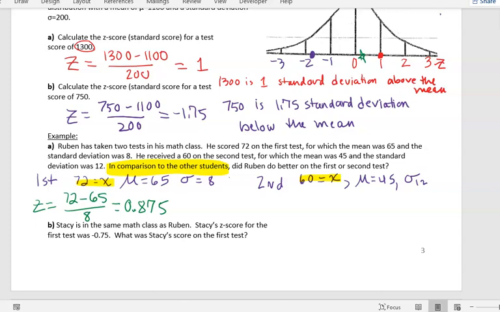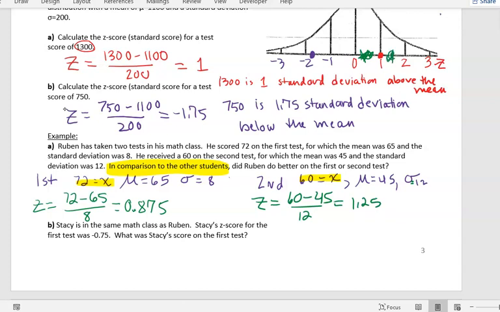So he's a little bit above average, 0.875, somewhere in here. And then for the second one here, z equals X minus the mean divided by the standard deviation, which was 12. And that equals 1.25. Okay, so that's going to be right here.